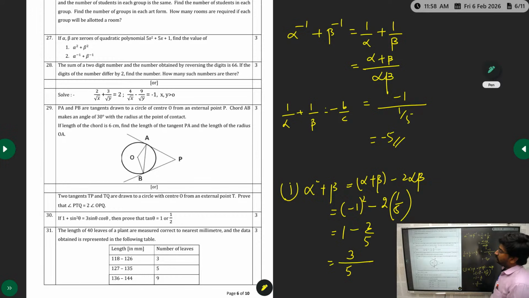The sum of a two-digit number and the number obtained by reversing the digits is 66. If the digits of the number differ by 2, find the number. Solved example question. Two-digit number means what? Tens place and ones place. Take x as the ones place, y as the tens place. How do you write expanded form? 35, how do you write expanded form?